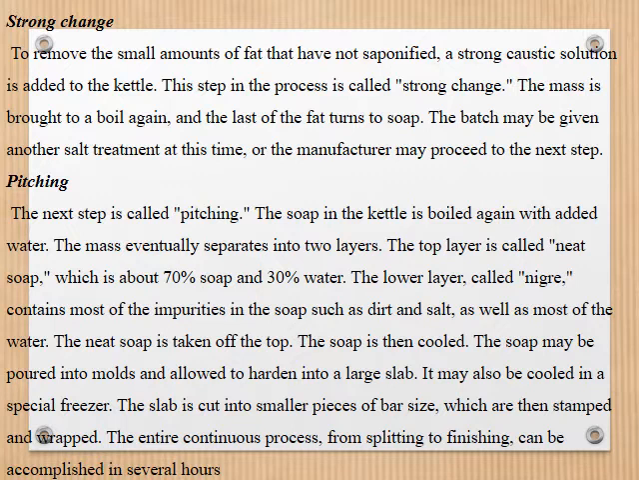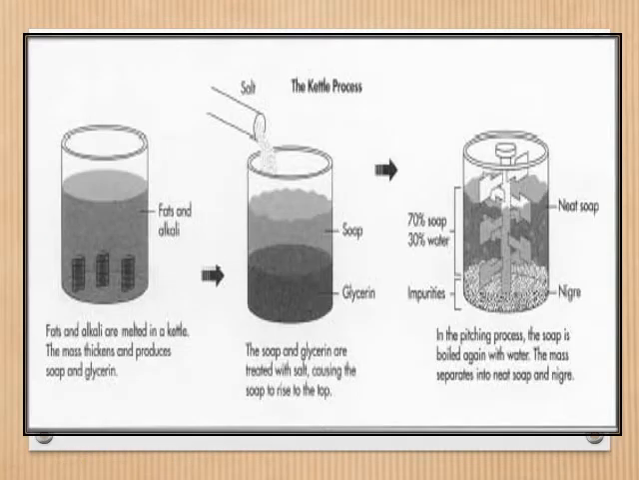The neat soap is taken off from the top. The soap is cooled. The soap may be poured into molds and allowed to harden into a large slab. It may be cooled even in a special freezer. This slab is cut into smaller pieces of bar size, which are then stamped and wrapped. The entire continuous process from splitting to finishing can be accomplished in several hours. So this is the schematic representation of the kettle process.